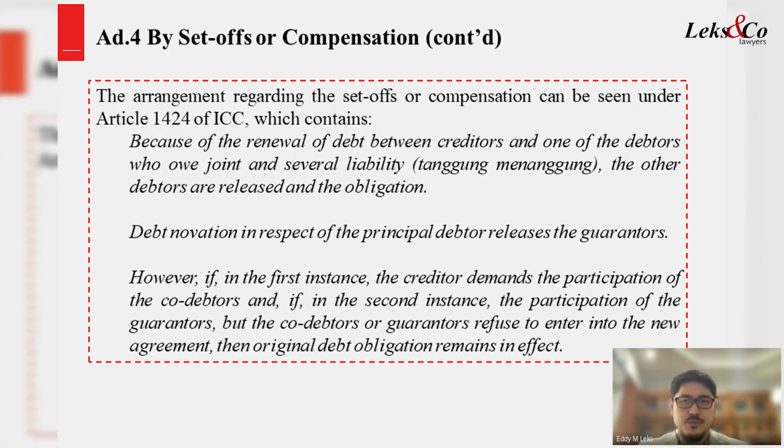Because of the renewal of debt between creditors and one of the debtors who owe joint and several liability, the other debtors are released from the obligation. Yeah. Debt novation in respect of the principal debtor releases the guarantors, of course. Yeah. If the principal debtor, kan debitur utama ya, artinya the one who is owing the money. Of course, when it is paid, it will release the guarantors. However, in the first instance, the creditor demands the participation of the co-debtors, and in the second instance, the participation of the guarantors. But if the co-debtors or guarantors refuse to enter into the new agreement, then the original debt obligations remain in effect.